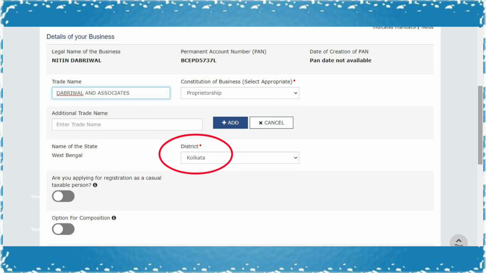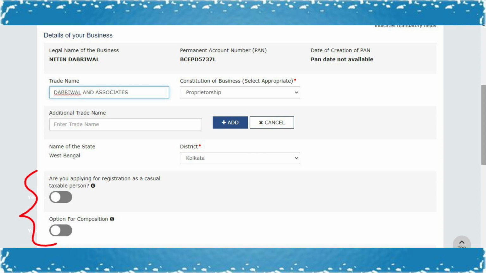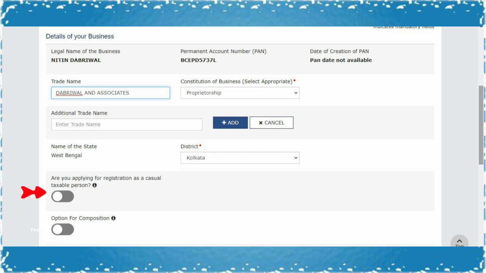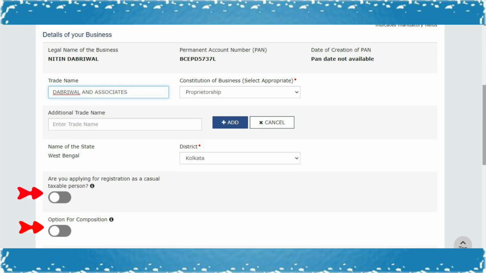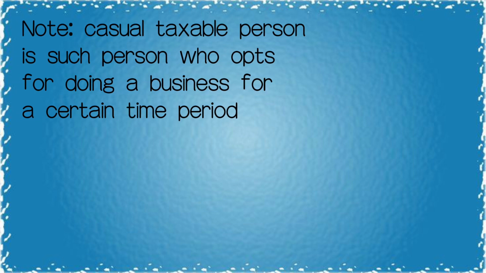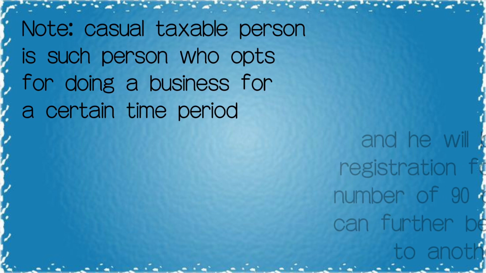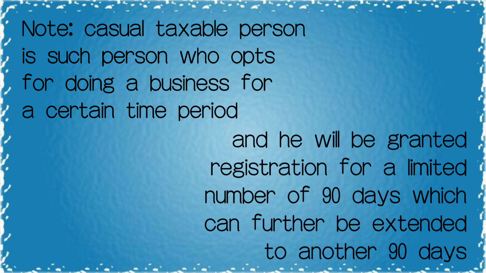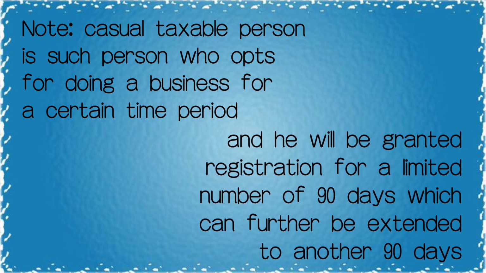Following that, you have to fill in the district under which your registered office of the business falls. There will be two options which you will be seeing. Are you applying for registration as a casual taxable person or an option for composition scheme? So these two are very different options from the normal taxpayer options. Casual taxable person is such person who opts for doing a business for a certain time period, and he will be granted registration for a limited number of 90 days, which can further be extended by another 90 days.